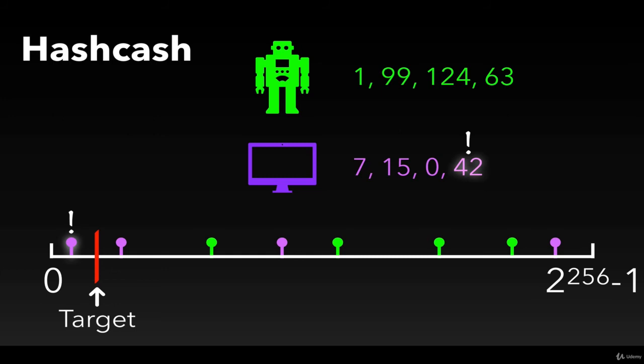And yeah, the number line is way bigger, and the target, that red line, is way closer to the left side. And there are thousands of miners rather than 2, and they're all trying to guess. And it takes about 10 minutes, if everything goes well, for somebody to get it right.